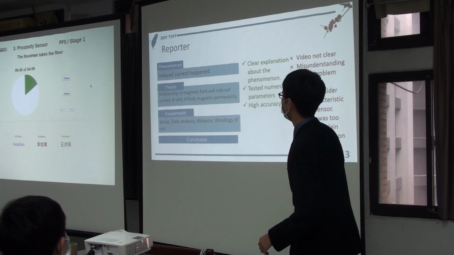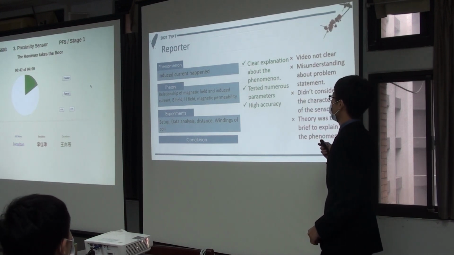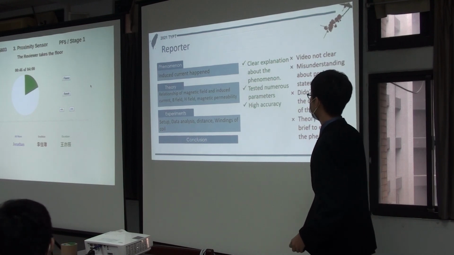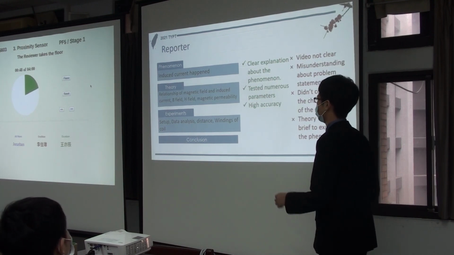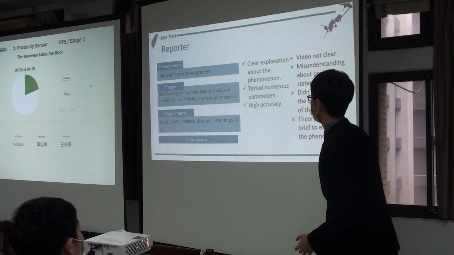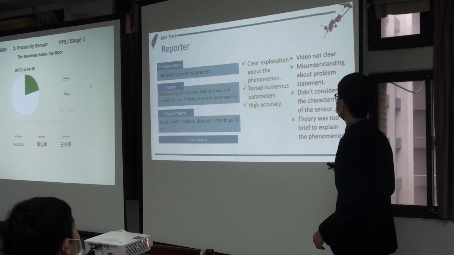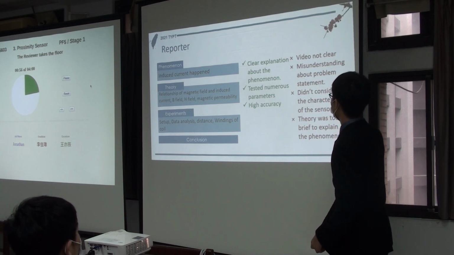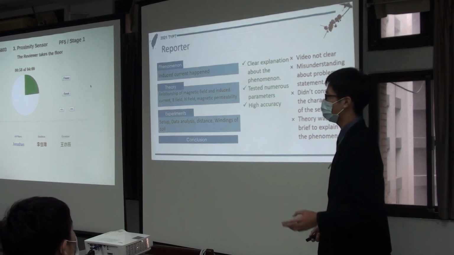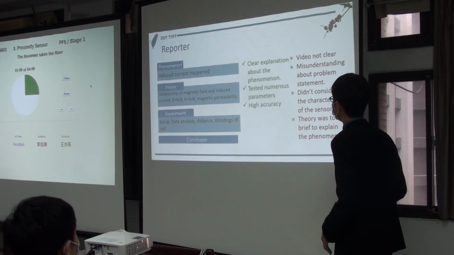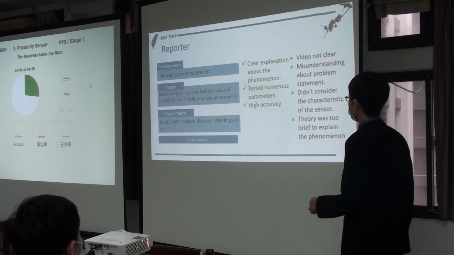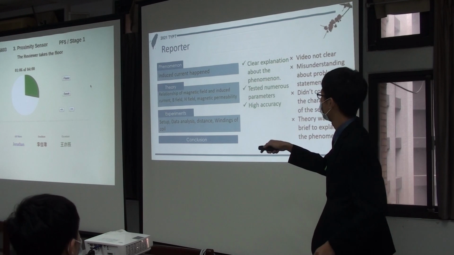Then these are the pros and cons of the reporter. First, he has a clear explanation of the phenomena with an observation video, and also tested numerous parameters in his experiment, and it has a high accuracy. But the cons are that the video is not clear, so we couldn't observe it clearly, and he has a misunderstanding about the problem statement, which mentioned a passive sensor. He also didn't consider the characteristics of a sensor, and the theory was too brief to explain the phenomenon.